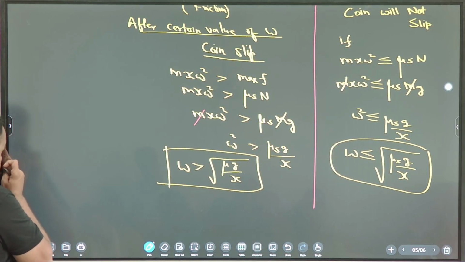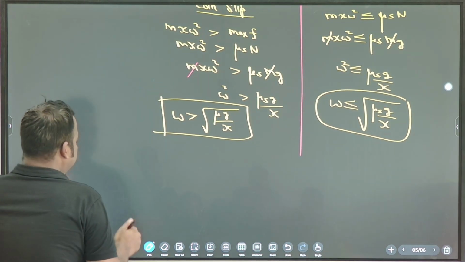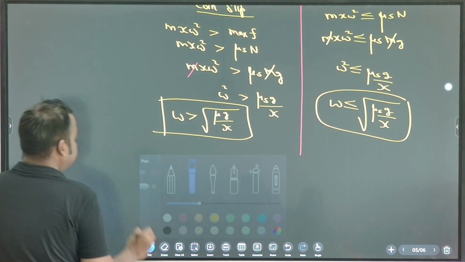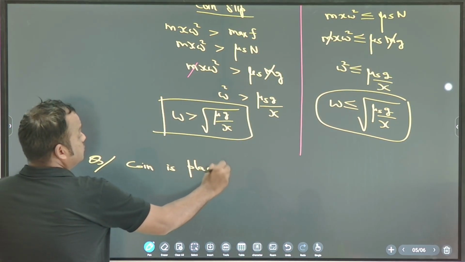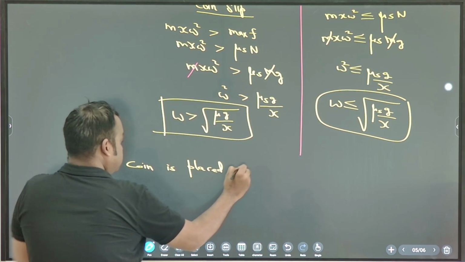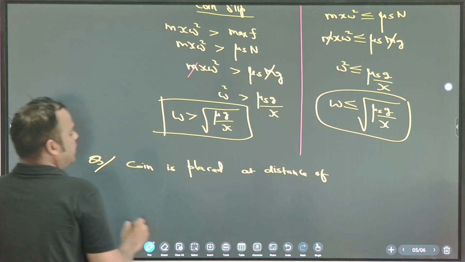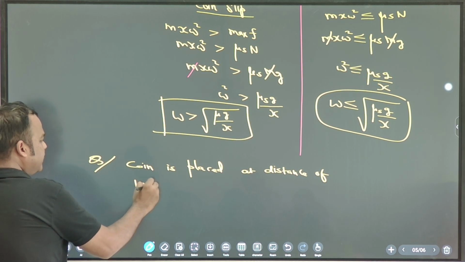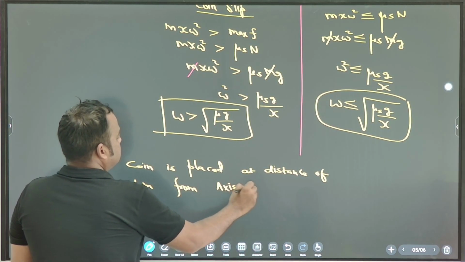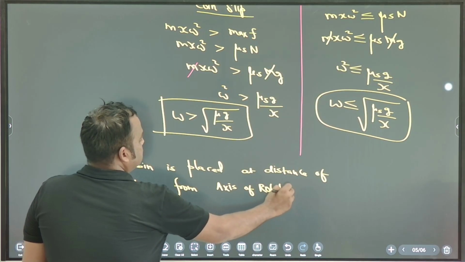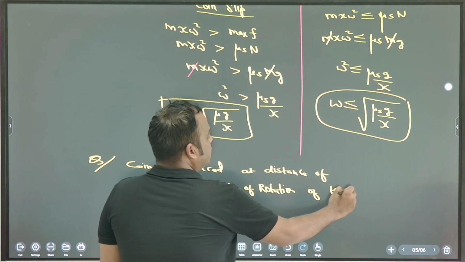Note down. Now you solve this question. A coin is placed at a distance of 1 meter from the axis of rotation of a horizontal table.